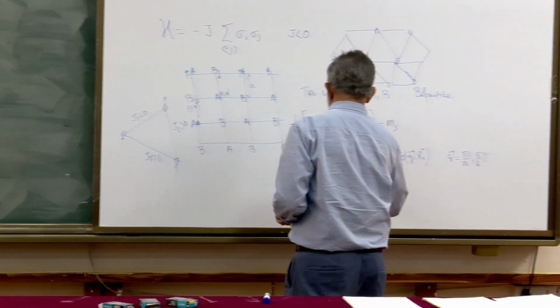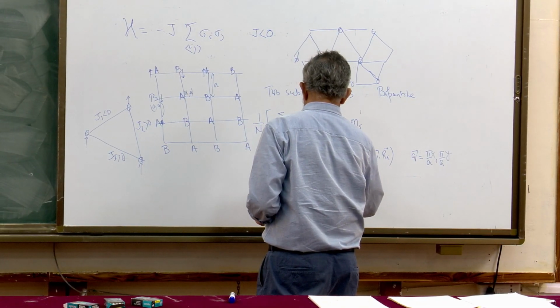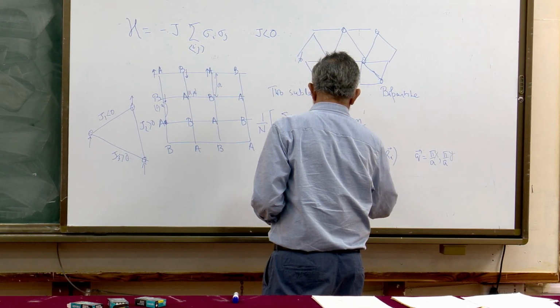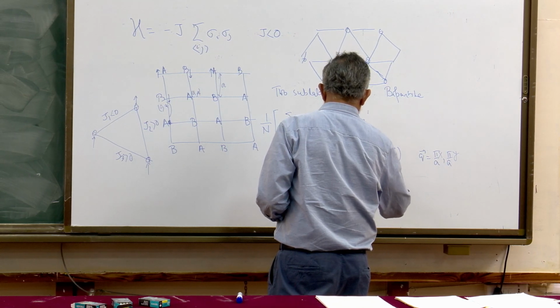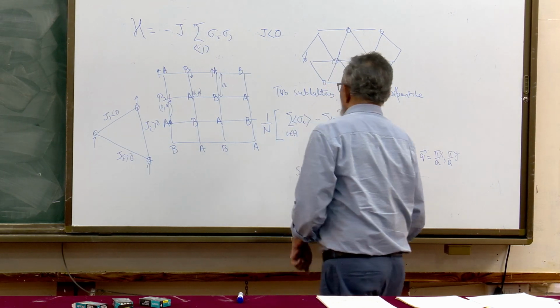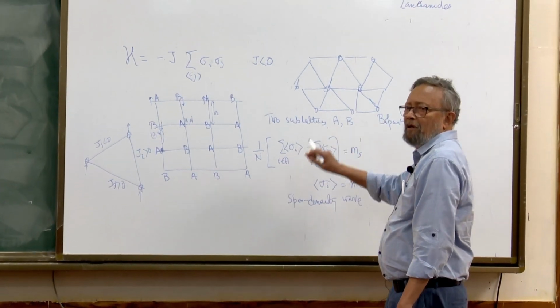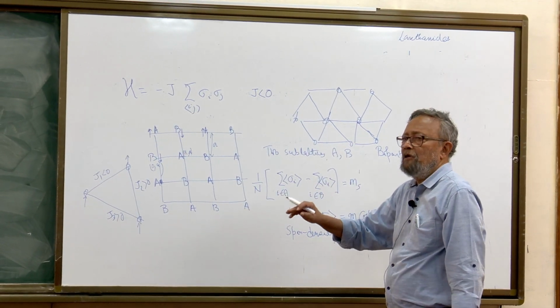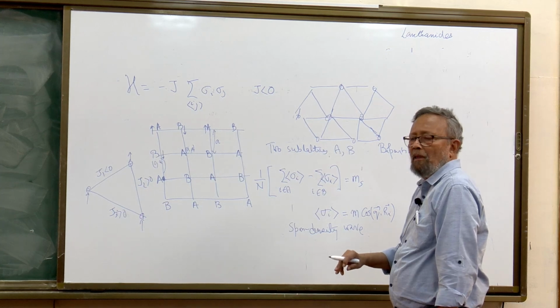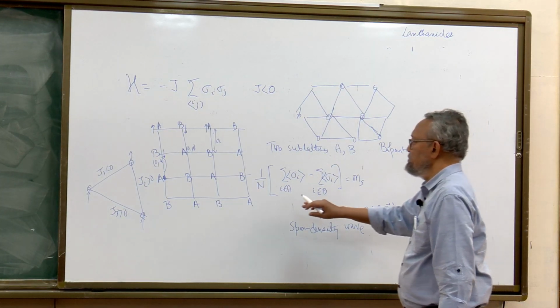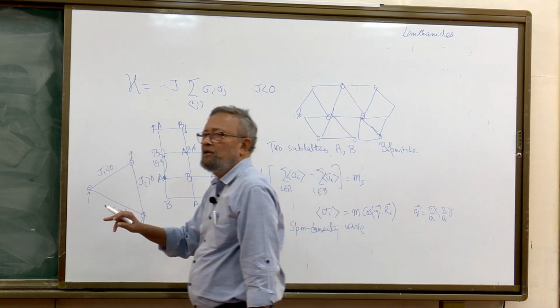SDW, spin density wave. You can also call the antiferromagnet a commensurate spin density wave because your average spin is varying as you go from one site to another. But that is commensurate because this variation is tied to whether you are in sublattice A or in sublattice B.